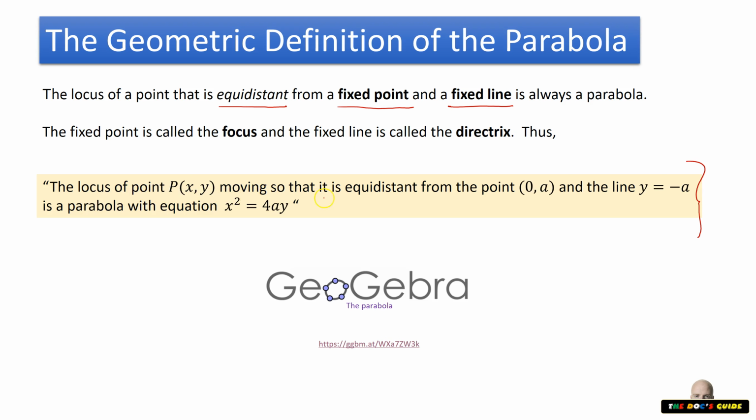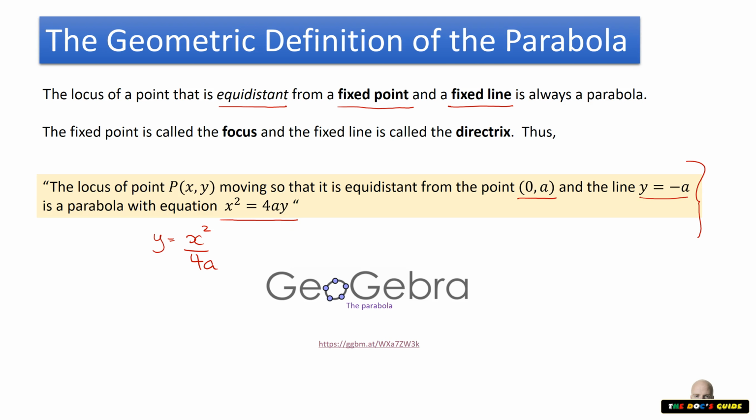So this is that expressed a little bit more formally: a parabola is the locus of a point P of xy moving so that it's equidistant from 0a, the focus, and the line y equals minus a, and in that case the locus is x squared equals 4ay. So it's a little bit different to how we've written the equation for a parabola in the past, but it is simply y equals x squared on 4a, and that's the layout that we'd be a little bit more familiar with. But this is what we're moving towards, x squared equals 4ay.